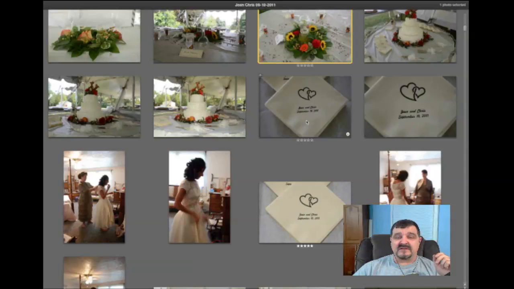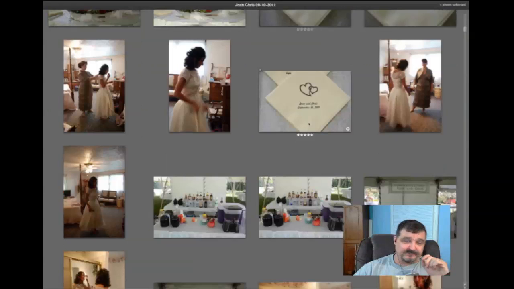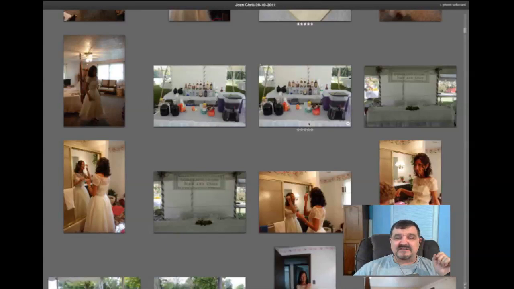These are very nice. The placemats with their names and dates, very important. I'm going to show you in our editing section why you want that, and I'll show you how to use it. There's just tons of possibilities.